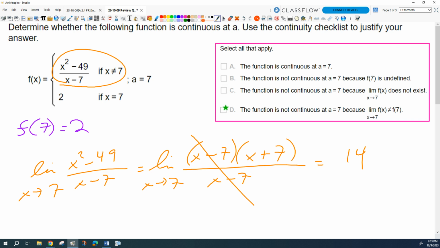So does the limit exist? Yeah, the limit does exist. It's just that the value of the limit is not equal to the value of the function. So the only line that we would choose is the bottom one. The function does exist. The limit does exist. They're just not equal. Okay? I'll do another one of those tomorrow. Yes.